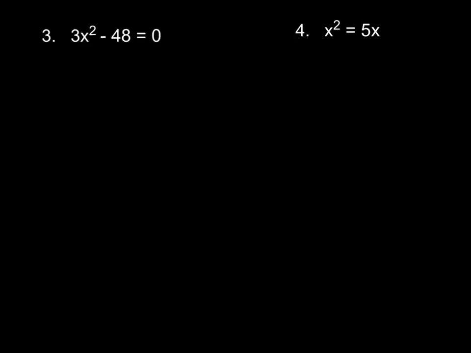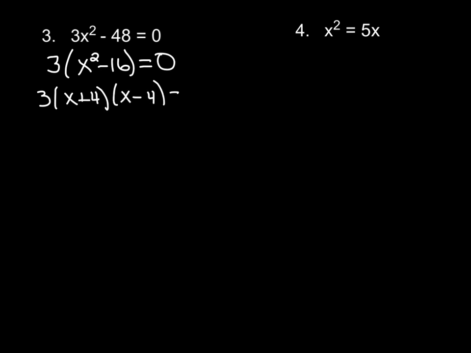Okay, let's take a look at the next 2 examples in your notes. Now, with number 3, this is already set equal to 0. So let's just factor, make a t-chart, and solve. So the first thing we could do is factor out a 3, leaving you with x squared minus 16. And then x squared minus 16 is just a difference of perfect squares, so that factors further to x plus 4, x minus 4. And when we make our t-chart, you wind up with 3 equals 0, which can't be, so we cross it off.